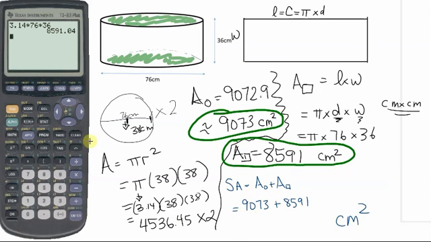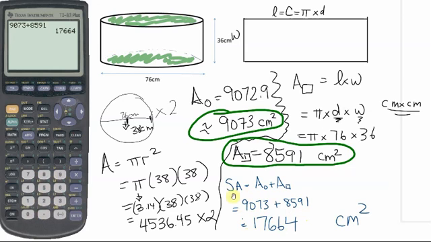And we'll just add these numbers up now. I'll even clear and just use the rounded numbers. It's perfectly acceptable. 9073 plus 8591. And it gives us approximately 17664 centimeters squared is the area of this cylinder.